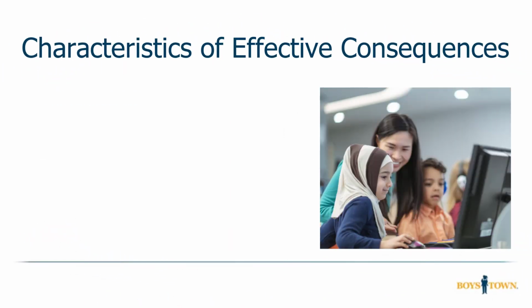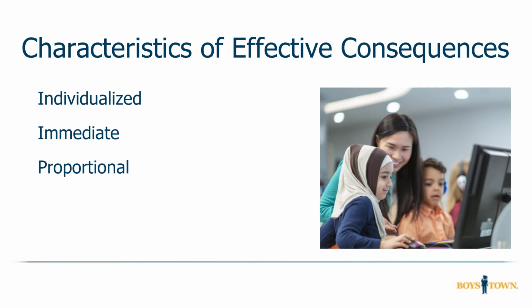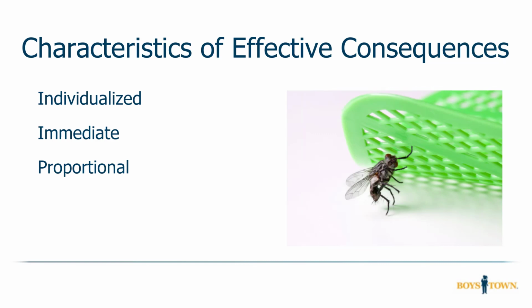Effective consequences are individualized. What works for one student may not work for others. Consequences must be immediate and should happen as soon as possible after the behavior occurs. They should be proportional in size, meaning the amount of the consequences should fit the behavior. There is no need to use a cannon to kill a fly when a fly swatter will do.